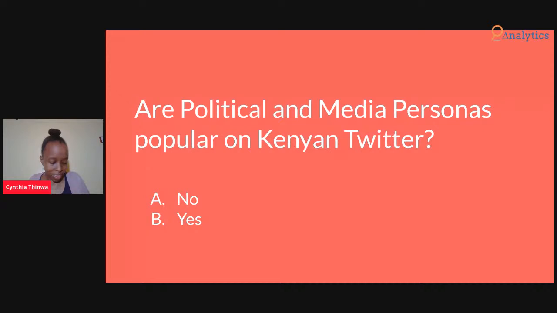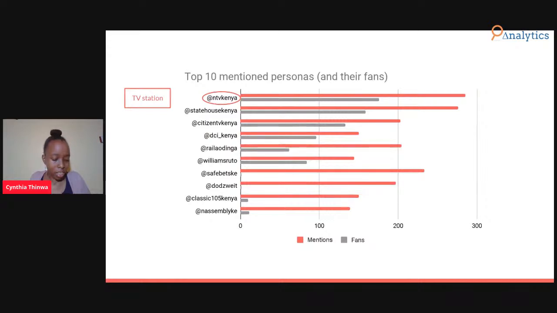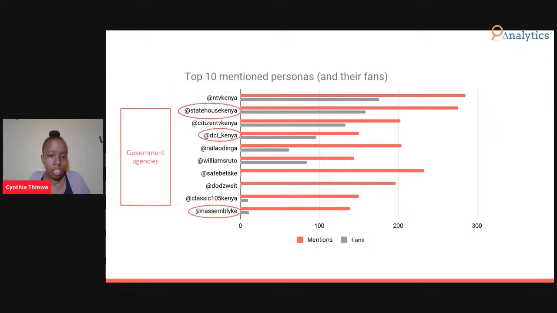Wow, you are all correct. The correct answer is yes, they are. So we will show you why they are. You'll find that the first persona is NTV Kenya, which is a popular media station here. Then we have a number of government agencies, State House, Directorate of Criminal Investigations, and the National Assembly.